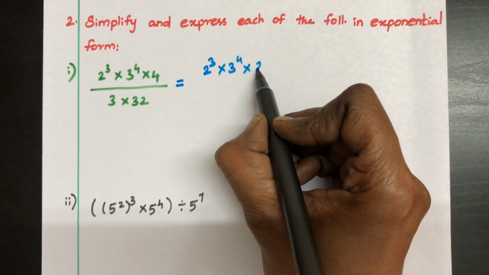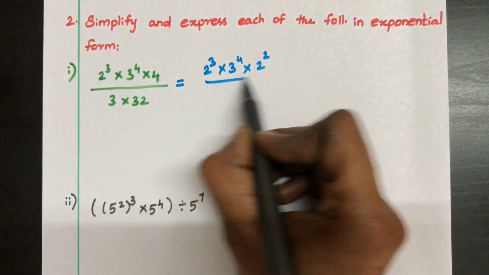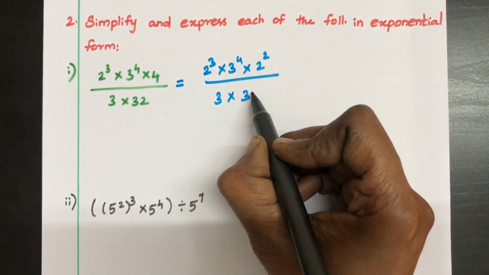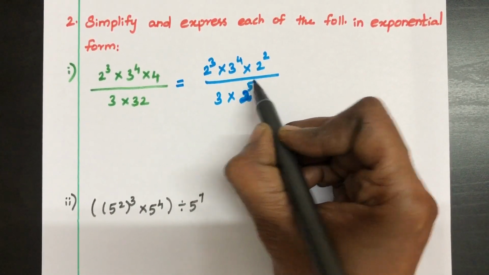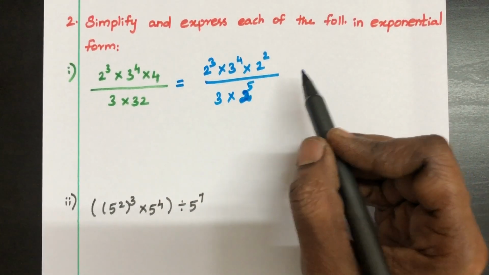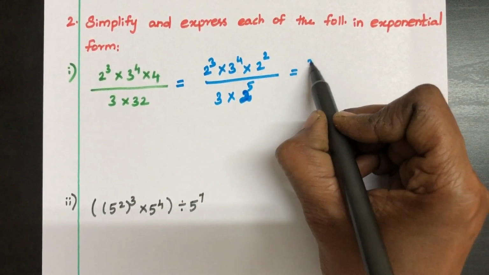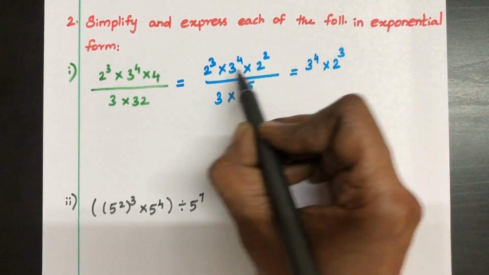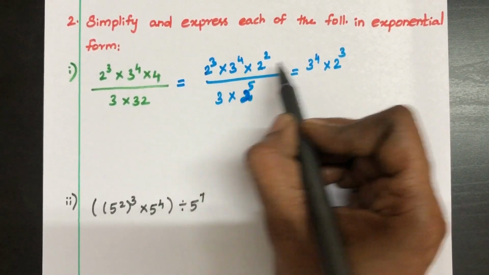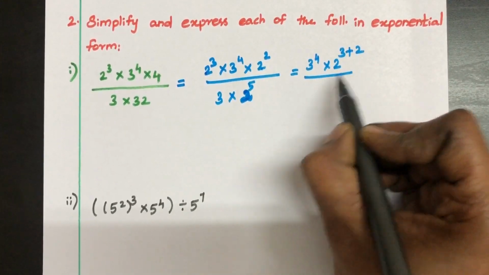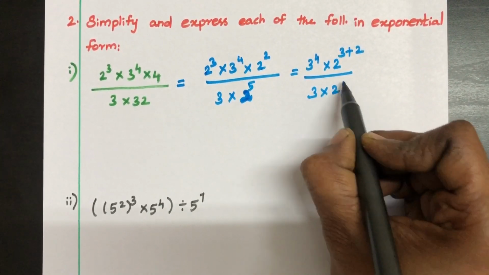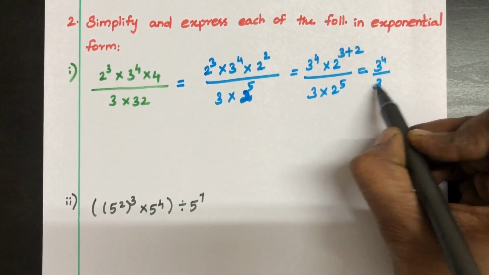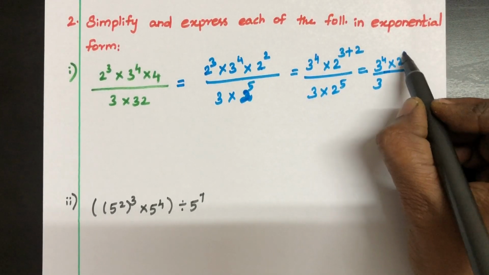This 4 can be written as 2 square, right? 2 into 2 is 4. Now 3 into this 32 can be written in exponential form as 2 power 5. 5 times 2 is 32. Now what we are going to do is, 3 power 4 have this, and we can add the powers, right? See, bases are equal, so we can add the powers. 3 into 2 power 5. This gives us 3 power 4 by 3 into 2 power 5.